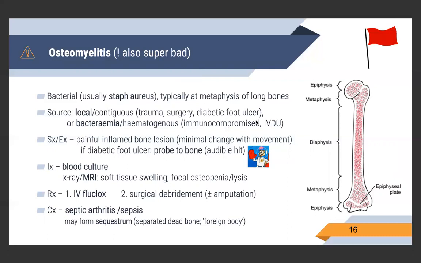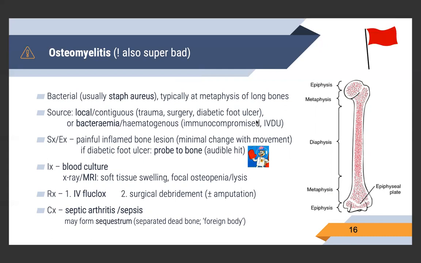So we have a bone lesion, which is painful and inflamed. And importantly, to differentiate from septic arthritis, if they move around the joint, there's not that much of a change because this is the bone itself. There's something they sometimes do in real life called a probe to bone. I've never seen this, but apparently they insert something, obviously sterile, like a little rod into the diabetic foot ulcer and see, can you hear a hit? I don't know, man, but apparently they do this. And if you can hear the hit, that means it's gone all the way to the bone. So that's really bad. And you would investigate and manage this in the way you would expect.